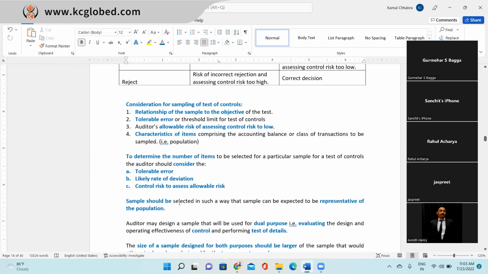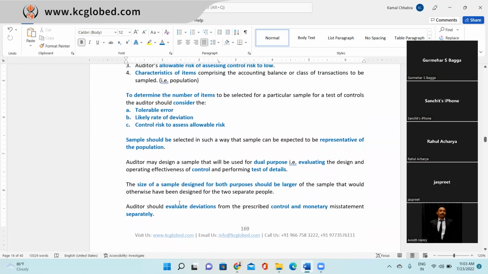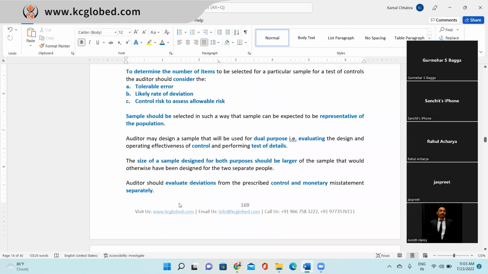And to determine the number of items to be selected for a particular sample of test of control, the auditor should consider the following: tolerable error, likely rate of deviation, and control risk. Right? Are you guys with me?